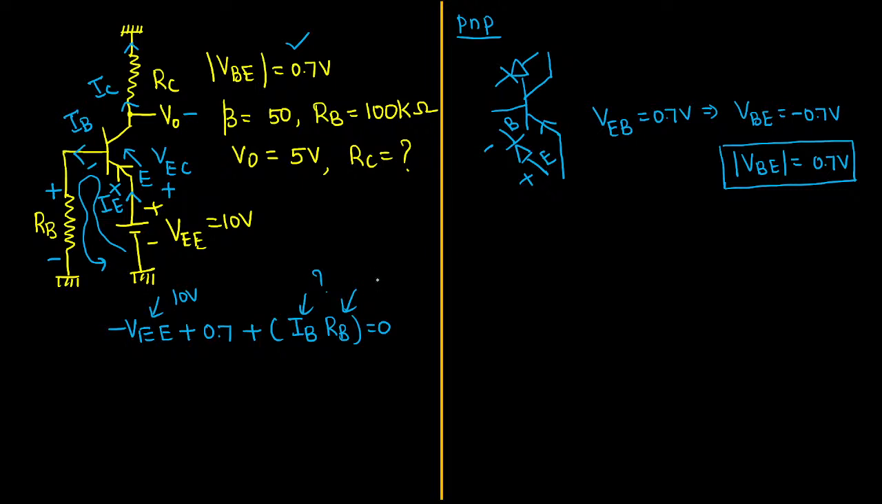But where is the value of RB given? The value of RB is 100 kilo ohm. Kilo means 10 power 3. Now it's time to resolve this question.